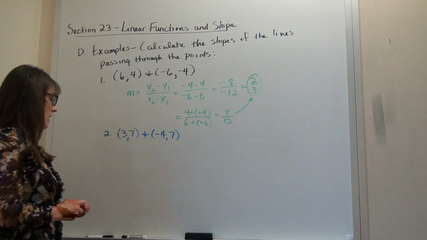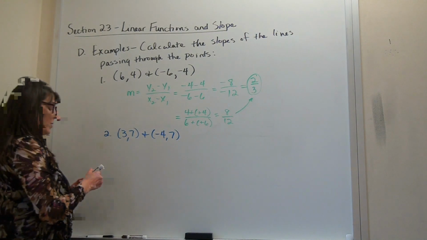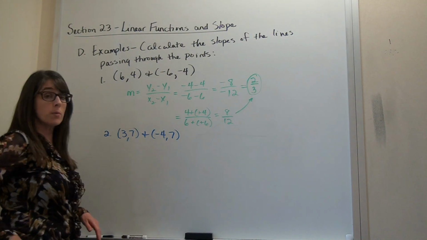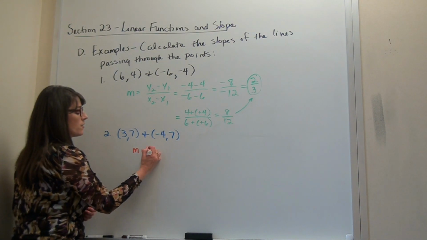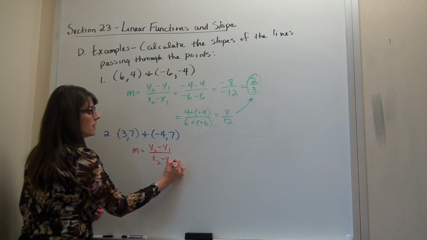A (3, 7) and a (-4, 7). So I want to find the slope that goes with these. What I'm going to do here is use my formula for slope. And if you have a formula that you need to memorize, the easiest way to memorize it is simply to write it down every single time that you use it. You will memorize without even trying.